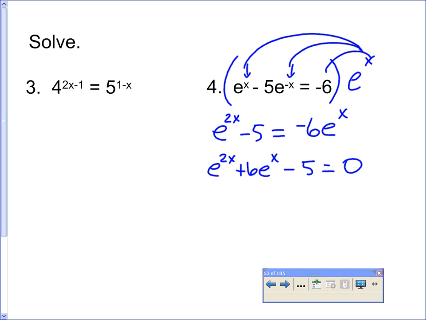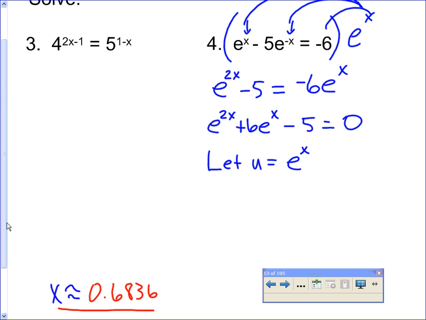And try to factor this. And in an attempt to factor this, you realize that it won't factor because you have a negative 5. You want it to get a positive 6. So we have to use a quadratic formula. But it might be easier to think about this using the quadratic formula if we let u equal e to the x. And then it's going to be a little easier to understand. So if we let u equal e to the x, then what we're going to have is u squared plus 6 times u minus 5. And now you can see why we can use the quadratic formula here.